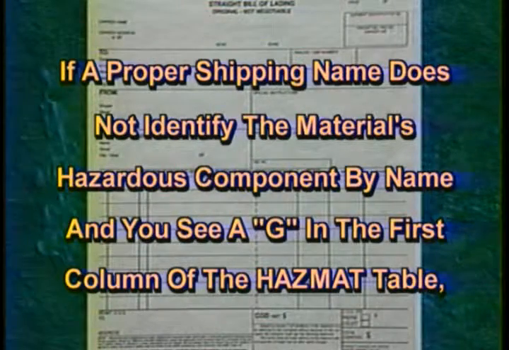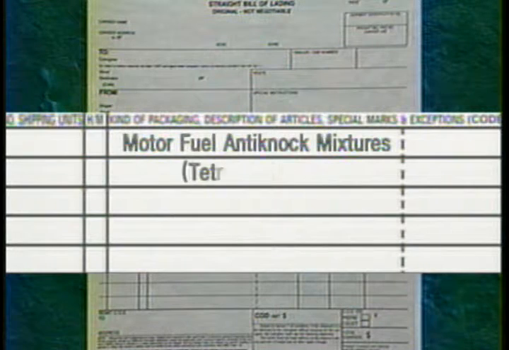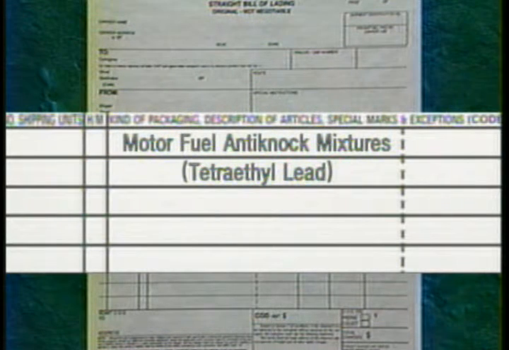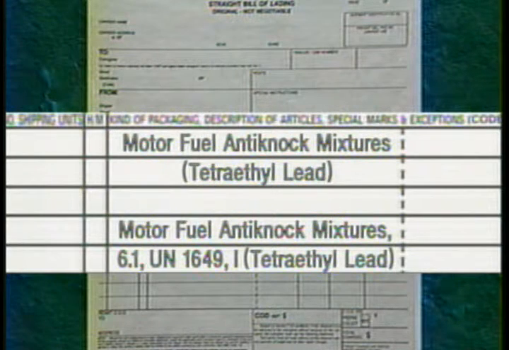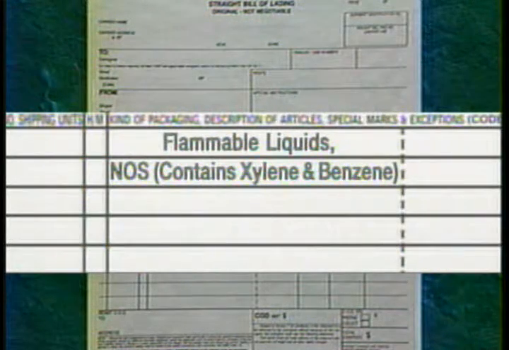If a proper shipping name does not identify the material's hazardous component by name, and you see a G in the first column of the HazMat table, the component or components that make the material hazardous are entered in parentheses, either following the proper shipping name or after the entire description. For example, motor fuel anti-knock mixtures, tetraethyl lead, or motor fuel anti-knock mixtures, 6.1, UN1649, I, tetraethyl lead. An appropriate modifier, such as contains or containing, or the percentage of the technical constituent may be used. For example, flammable liquids, NOS, contain xylene and benzene.